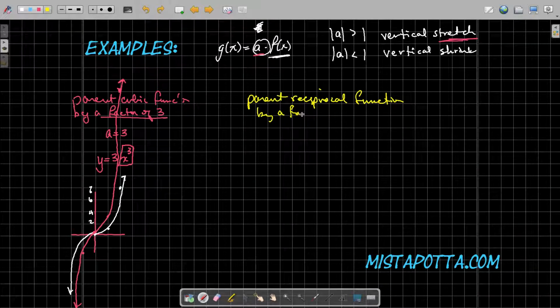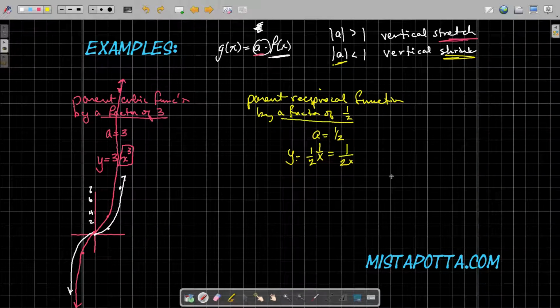By a factor of 1/2. Because I'm dilating by a factor of 1/2, notice that a is less than 1, so this is going to be one of our shrinks. For us, a is 1/2. So our function is going to be y equals 1/2 times 1 over x, or really 1 over 2x.